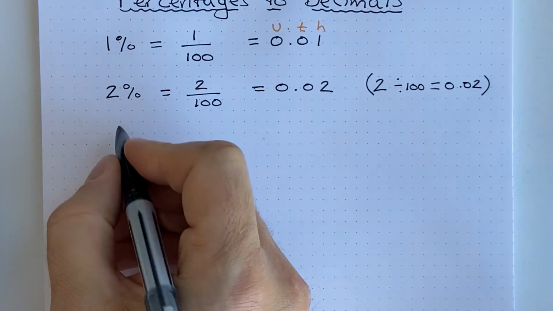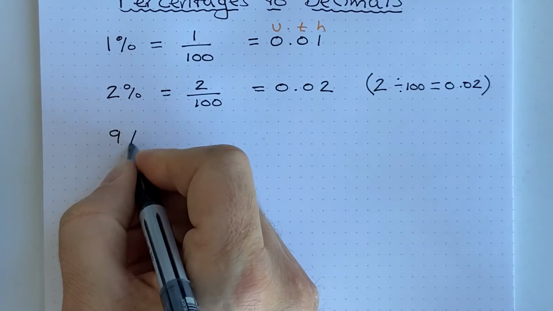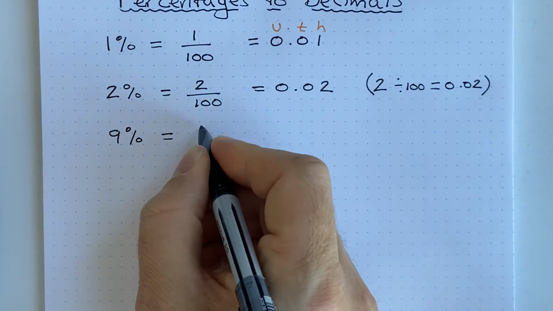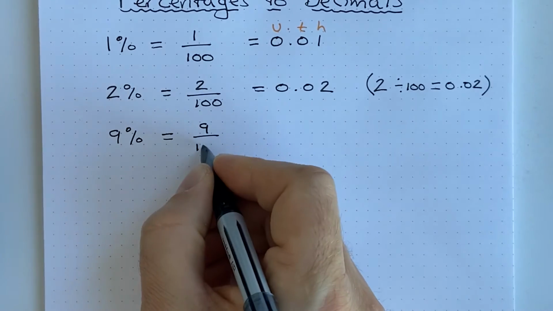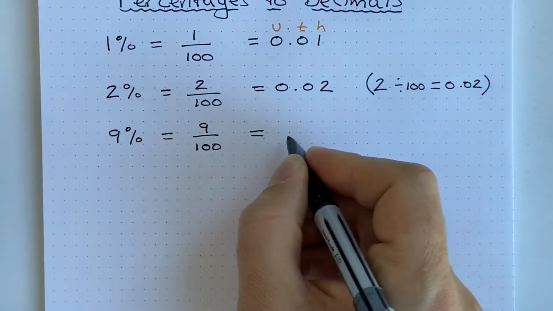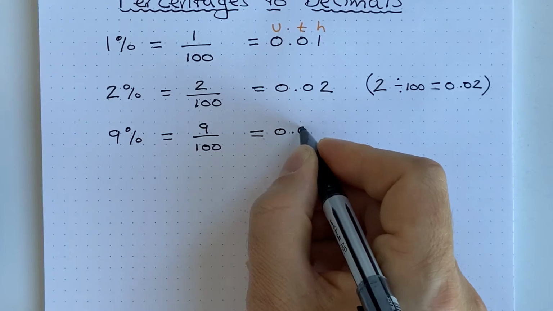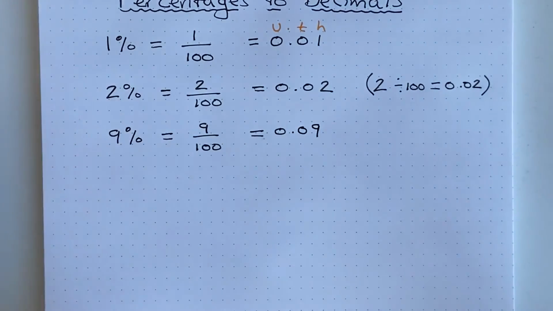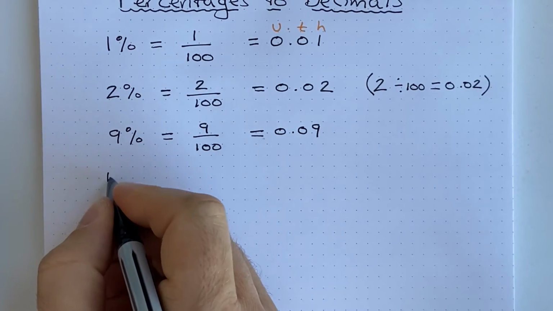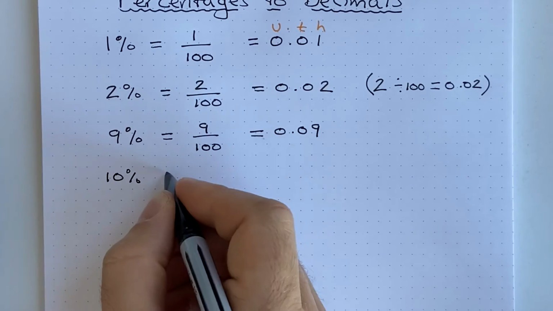Okay, so this kind of stays the same down to 9%, which is 9 over 100. And as a decimal, 0.09. When we get to 10%, don't make the silly mistake that some people make.